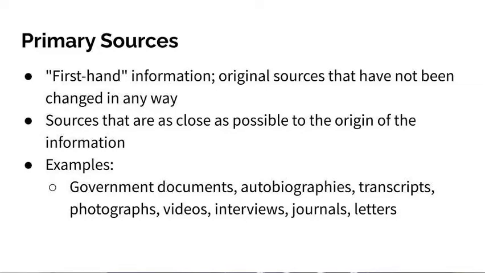So when we are talking about sources, primary sources are first-hand or original information that has not been changed in any way since whoever produced the information stated it. Primary sources are things like government documents, like the Declaration of Independence or U.S. Constitution, autobiographies, which is when a person writes about their own life, transcripts, or a copy of what was said word for word, photographs or videos of an event, an interview with a person, and journals or letters.